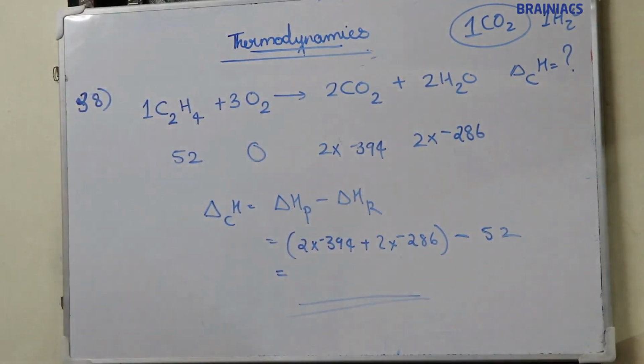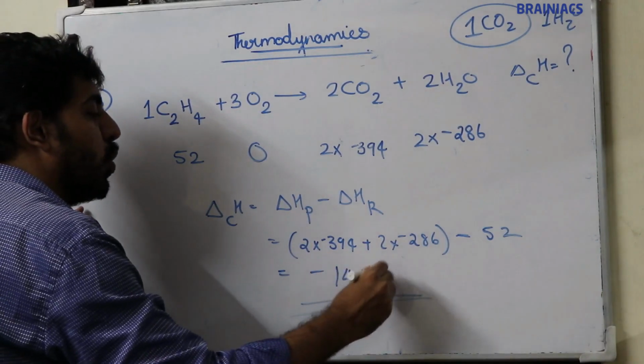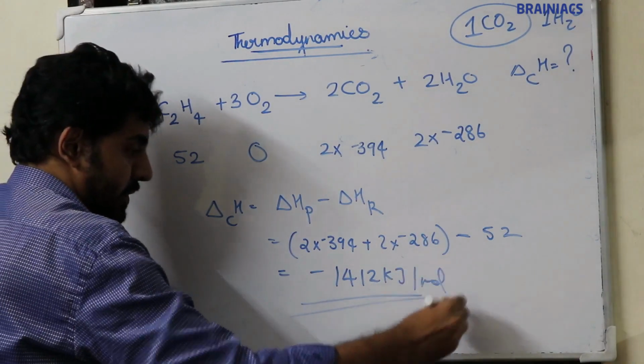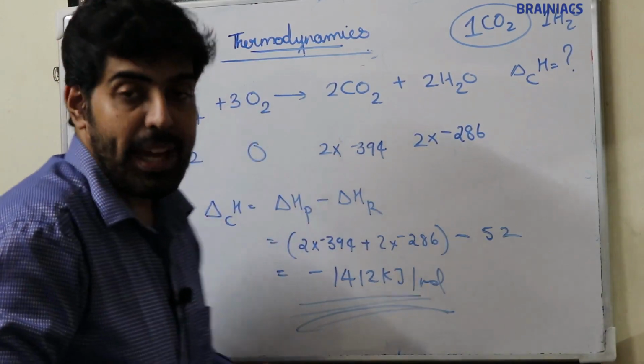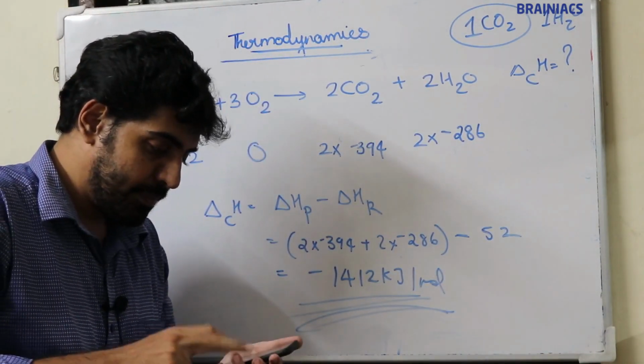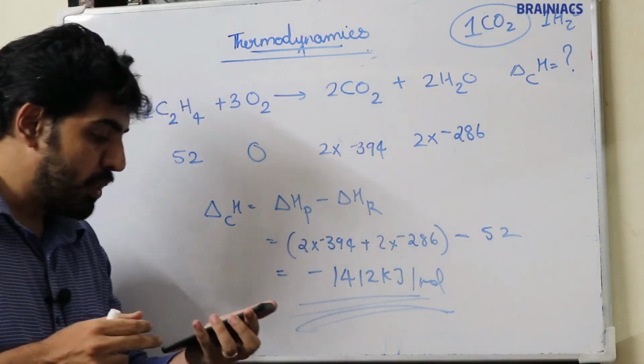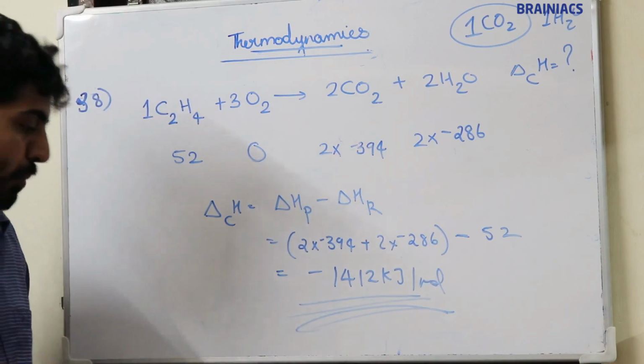First multiply, then add, and you will get nearly minus 1412 kilojoules per mole. This is the answer. I think the answer is option 4, minus 1412 kilojoules per mole.